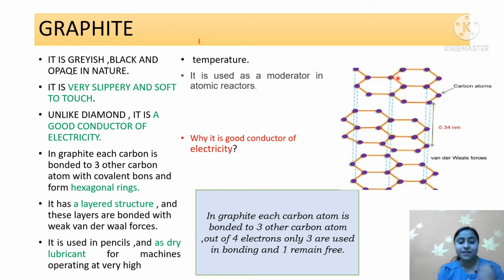Okay students, now what are the uses of graphite? Graphite is used in our pencil and as a dry lubricant for machines which operate at very high temperature, and it is even used as a moderator in atomic reactors.